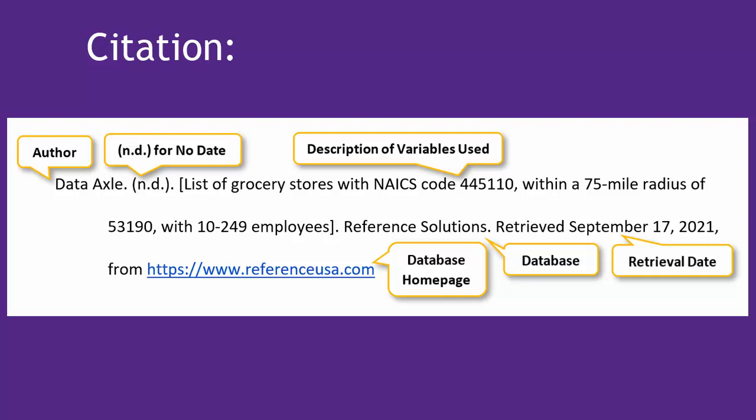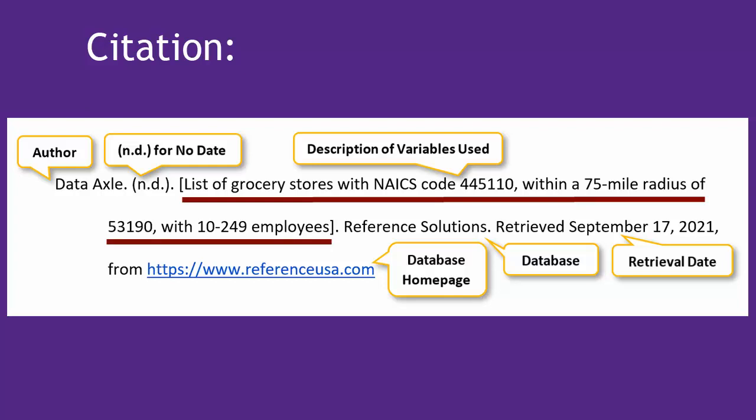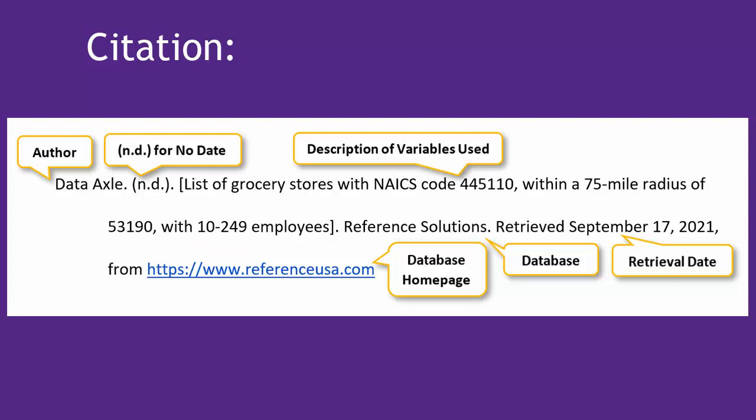There's not really a useful title anywhere for these data results pages. Every page just says Reference Solutions at the top, which doesn't tell me much, so it's best to simply describe what variables we used in square brackets and non-italics so that somebody else could come into this database and retrieve the same data you did. Notice also that in this case, you do want to include a retrieval date because there's no publication date and the data would be constantly changing anyway.